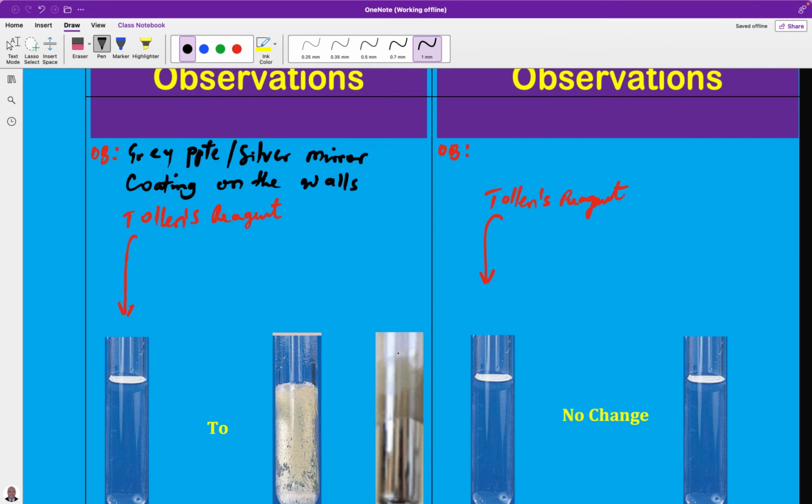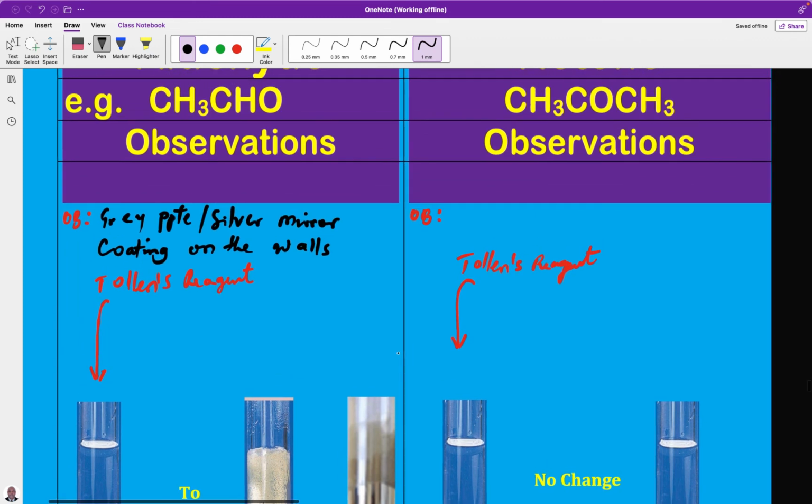This is because ethanal reduces the diamine silver(I) ion to metallic silver. It is the metallic silver that appears on the walls of the container or the test tube. So the aldehyde will reduce the diamine silver(I) ion to metallic silver. Let me just write the equation so that you can better understand.